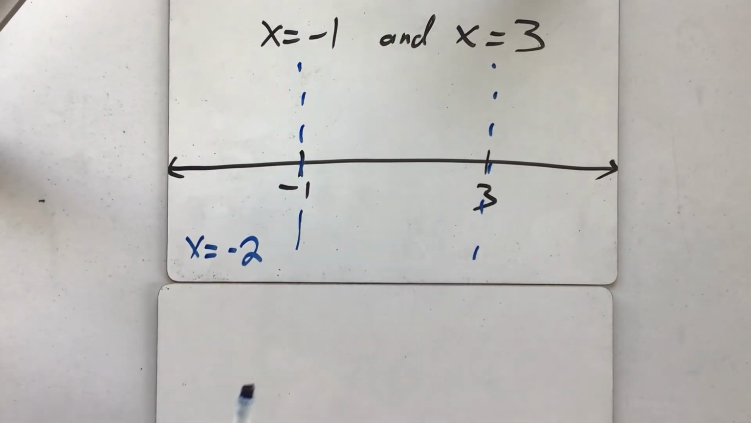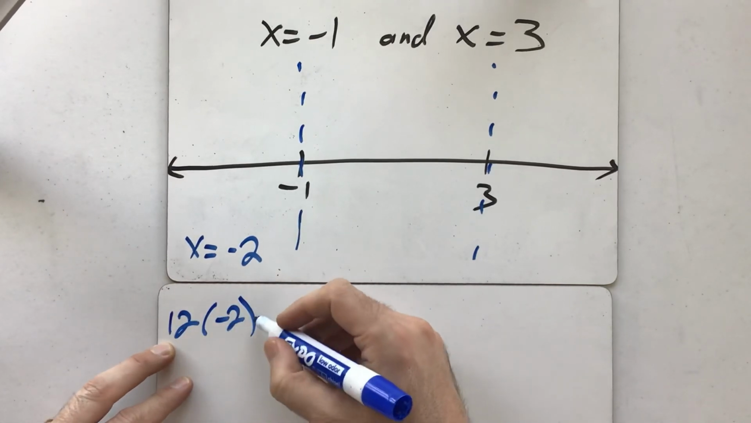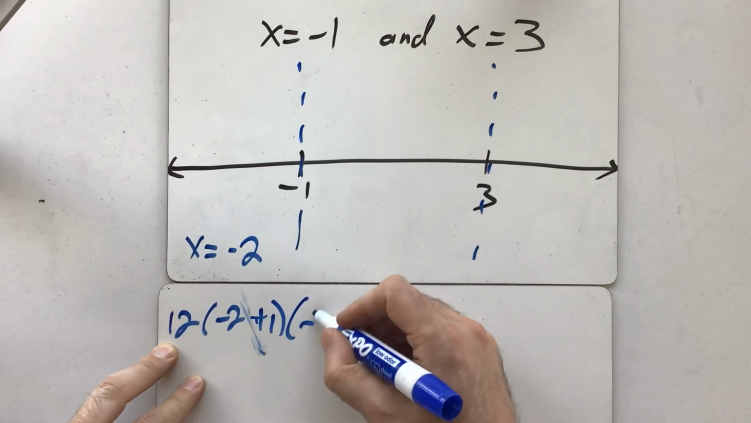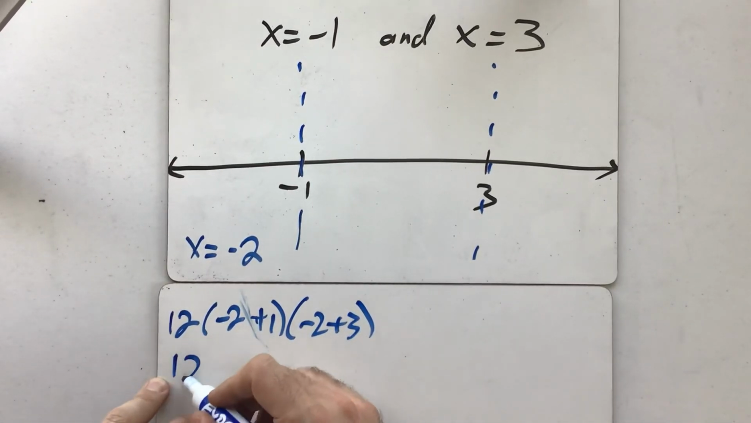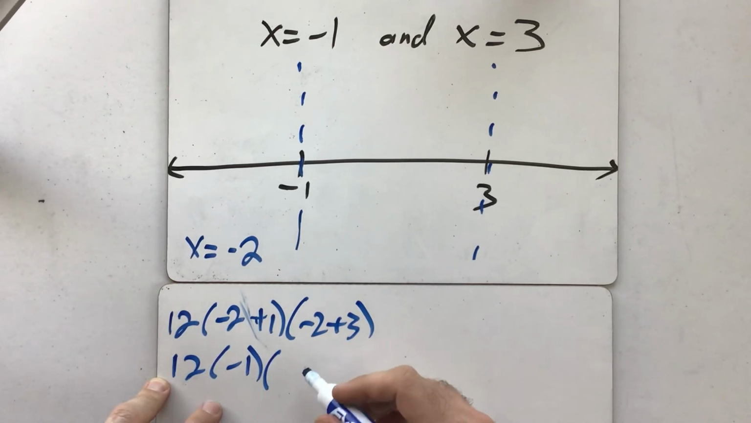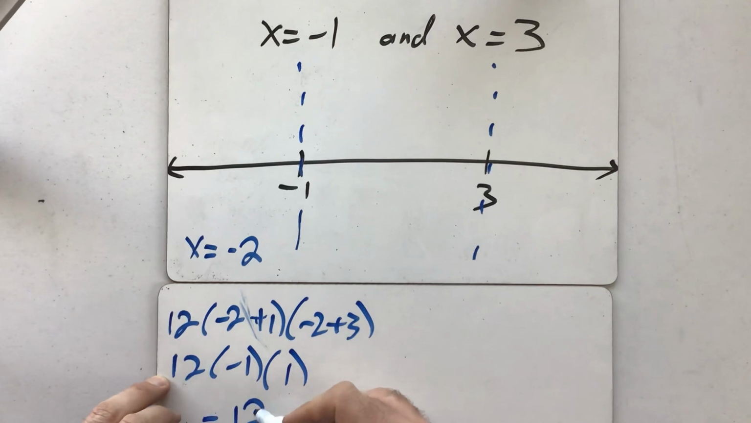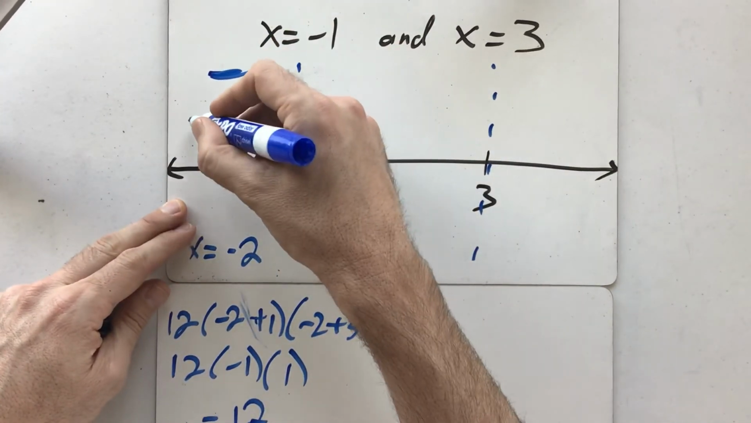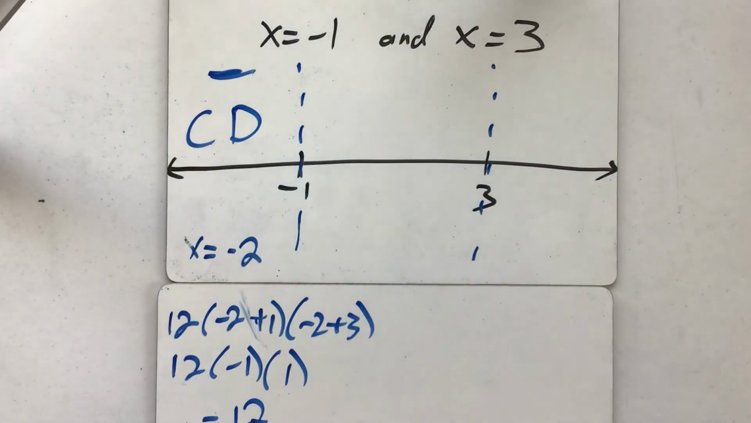Okay, and so this one, I'm going to do 12 times -2 plus 1 times -2 plus 3. And we'll put all this together. So this is 12 times -1 times +1. And so it looks like -12 is what we get. So this is a negative number. And so what does that mean about the graph? That means the graph is concave down on that section.